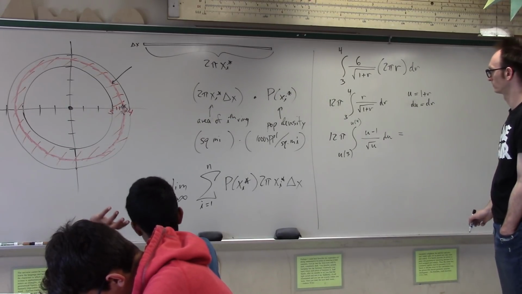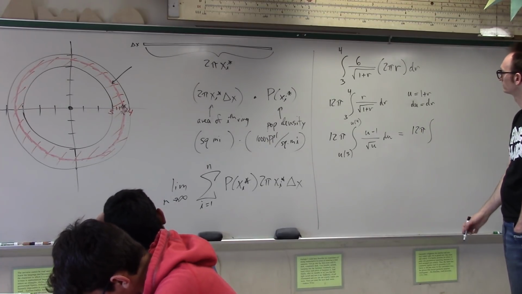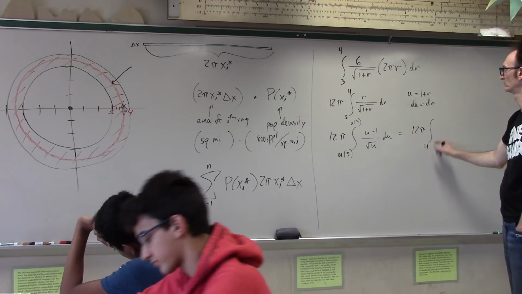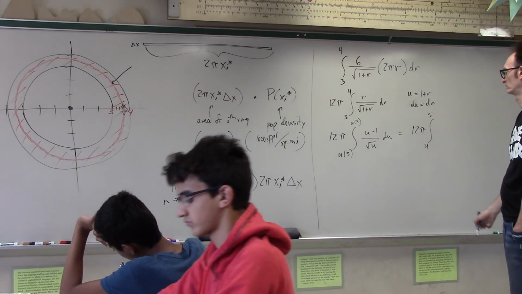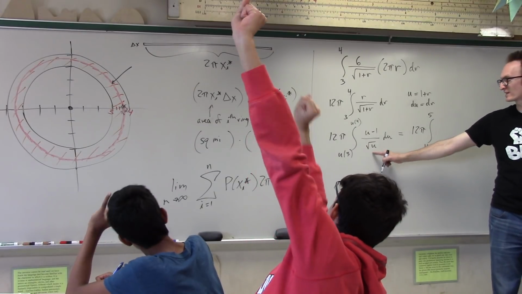If you substitute u for 1 plus r, then, and then this is good because I can split it up, right?